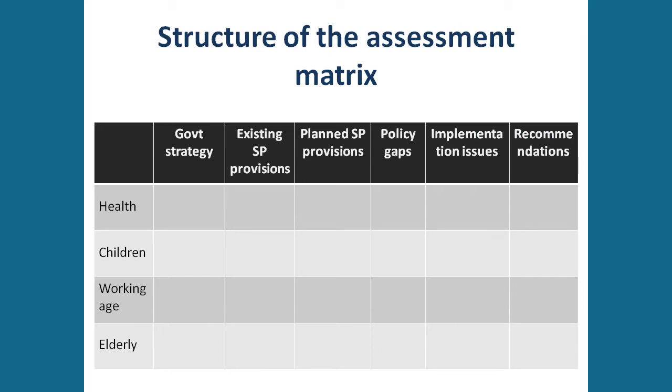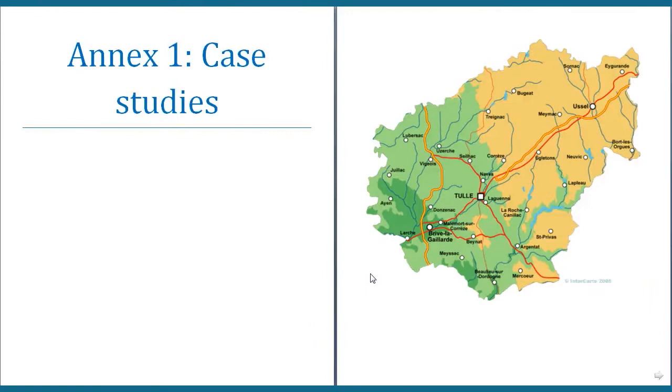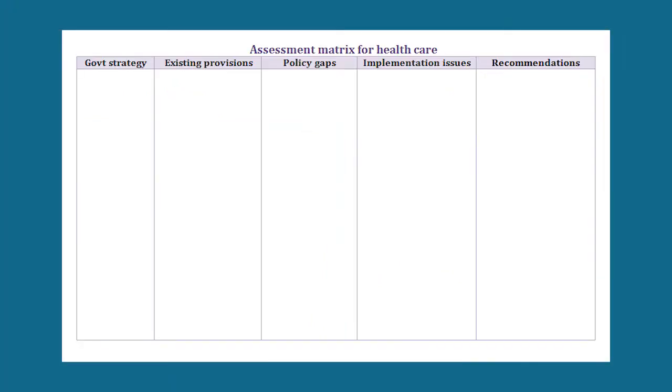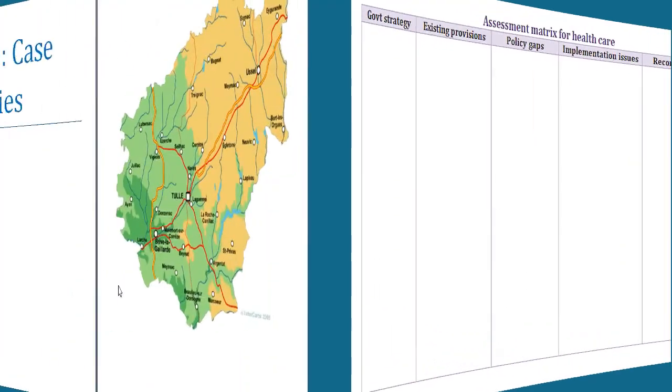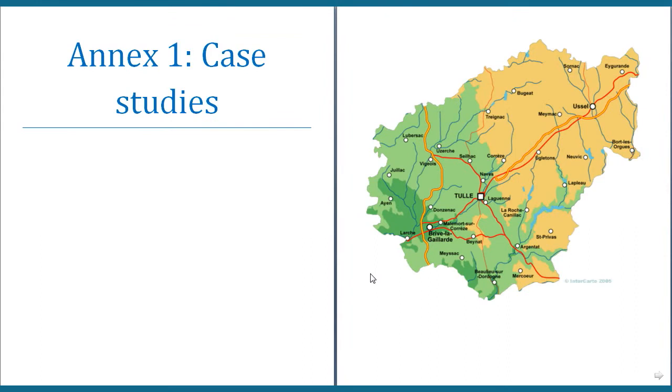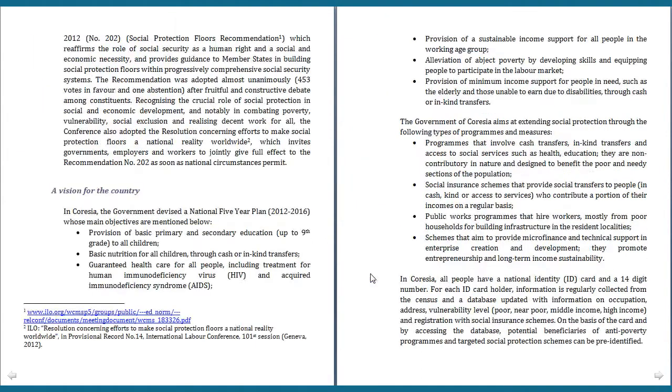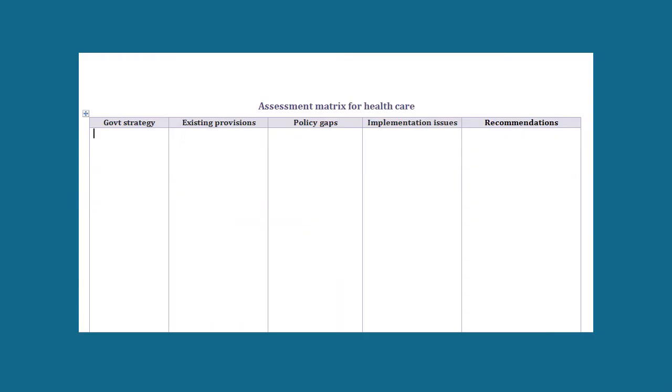Now, let's look at how to complete the assessment matrix. We'll refer to the case study in healthcare in Corasia. For our demonstration purposes, we have modified the assessment matrix to better illustrate the process of completing the matrix. So let's begin. The first task is to figure out the government's strategy on healthcare. This can be found in the National 5-Year Plan and Corasia's case study. We then place this information in the first column labeled Government Strategy.